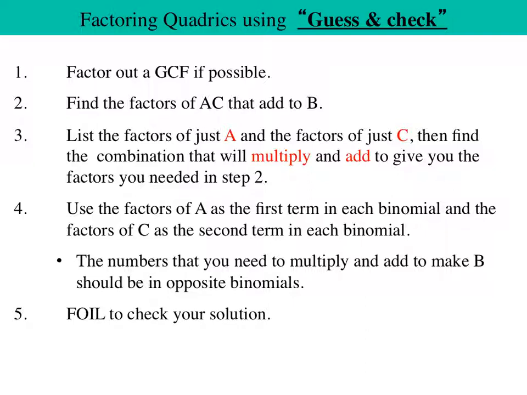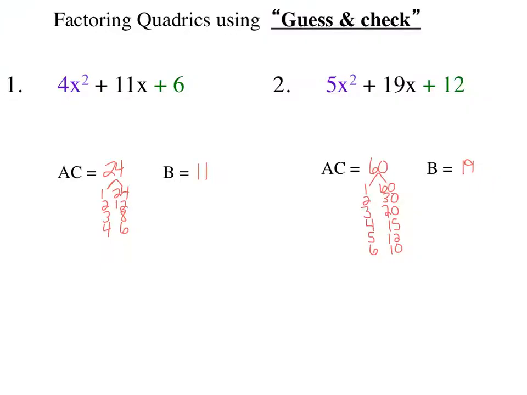So it's probably easier to see it than read through this, so we'll go ahead and take a look at these. And again, you don't have to write these steps down unless this is the method you choose. Okay, so again, we had no GCF for the first example, so we do our factors of AC, which is 24, that give you 11. Everything's positive, so that would be a 3 and an 8.